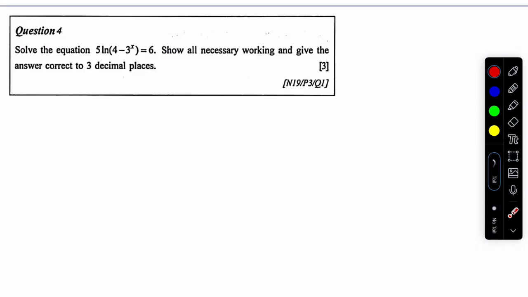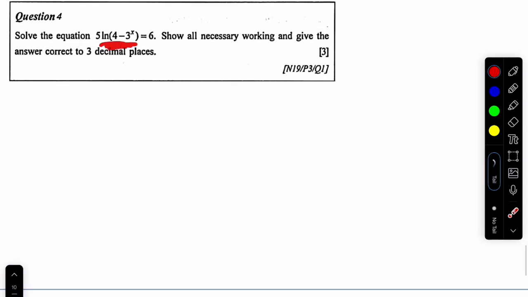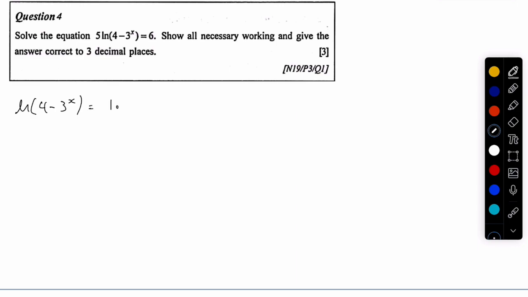Alright guys, now for question 4, it says solve the equation 5 ln of 4 minus 3 to the x is equal to 6, and it wants us to also show the necessary working, and give the answer to 3dp. So this is relatively simple. All you have to do is the following. We're going to divide by 5 firstly. What we've got then is ln of 4 minus 3 to the x is equal to 1.2.